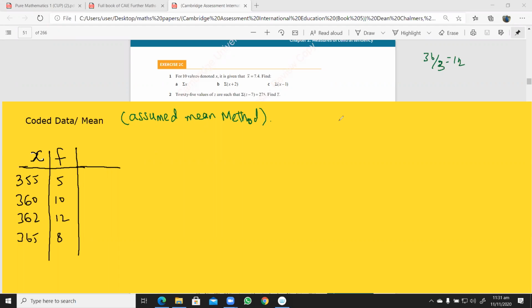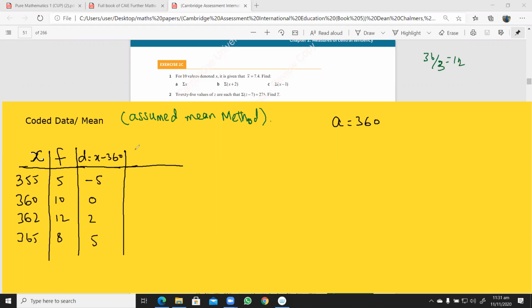So I would say, let me keep my A as 360. This is totally up to you. You can keep any number. There's no rule to fix this A, so you can suppose this to be any number. If my A is 360, my deviations would be x minus 360. So I'll have a column here for these deviations. Now 355 minus 360 is minus 5. This one is 0. This one is going to be 2. And this one is going to be 5.